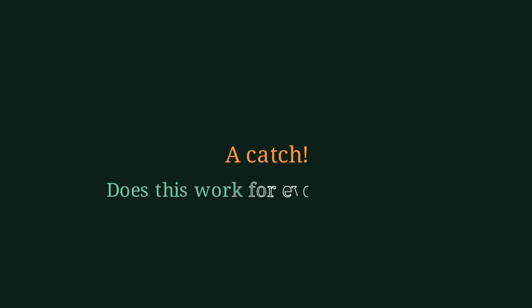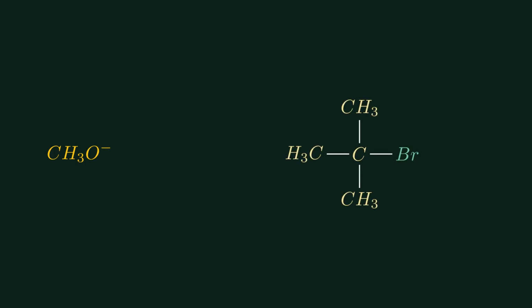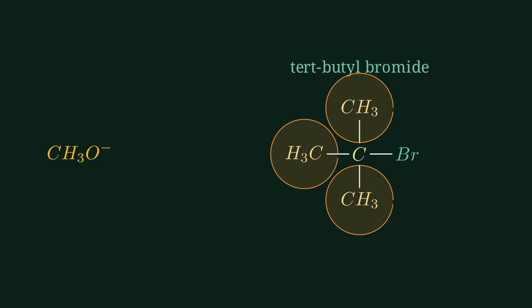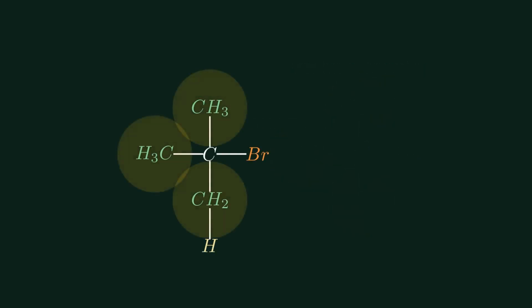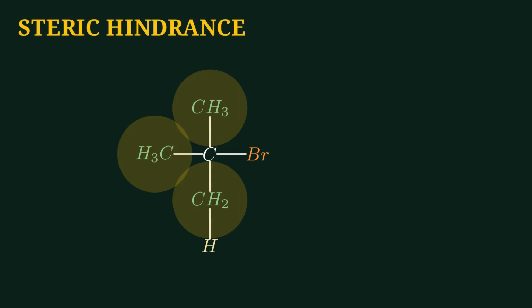But wait, there's a catch. Does this work for every molecule? Let's try the same reaction, but this time, let's use a bulky, tertiary alkyl halide, like tert-butyl bromide. As the alkoxide tries to approach that central carbon, it hits a wall. These surrounding methyl groups act like a physical shield, creating what chemists call steric hindrance. The alkoxide simply can't get close enough to the carbon to attack.